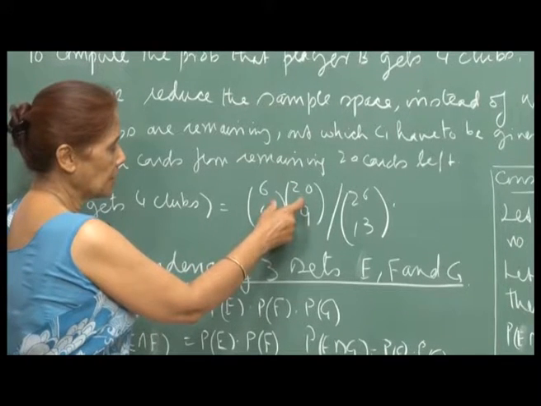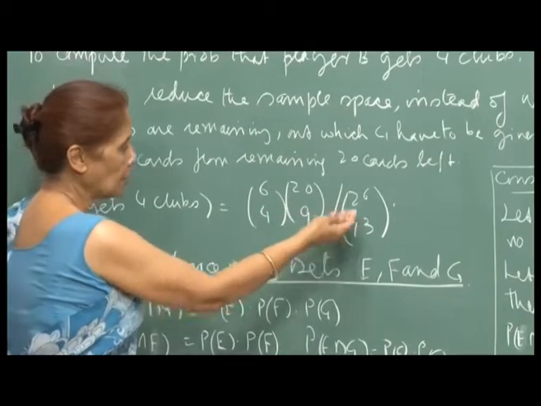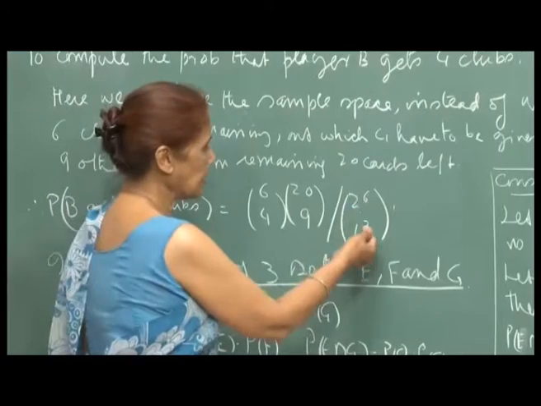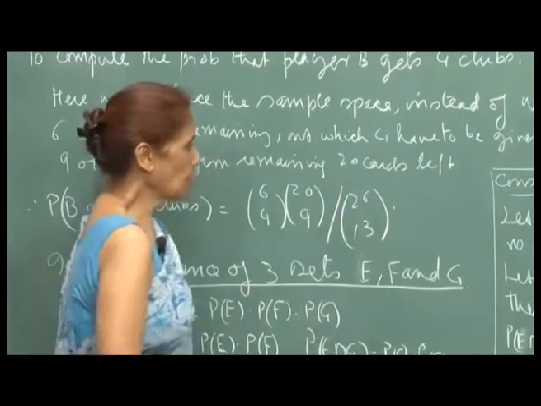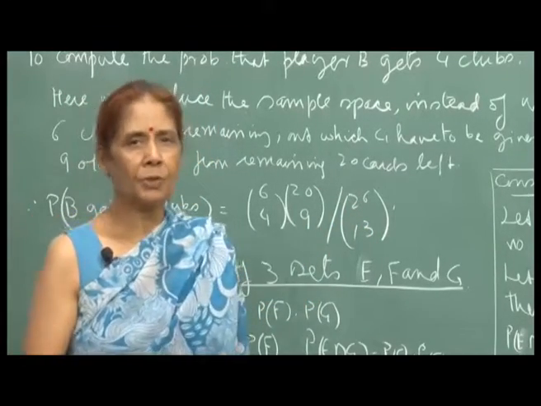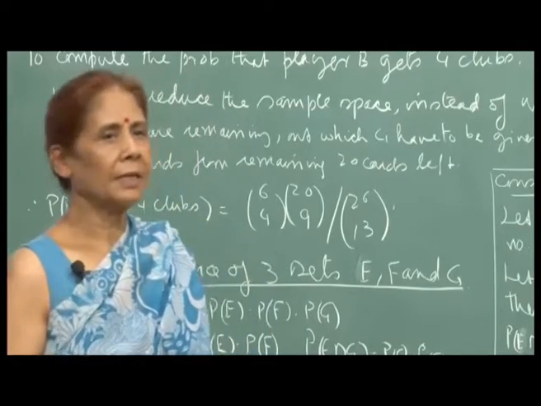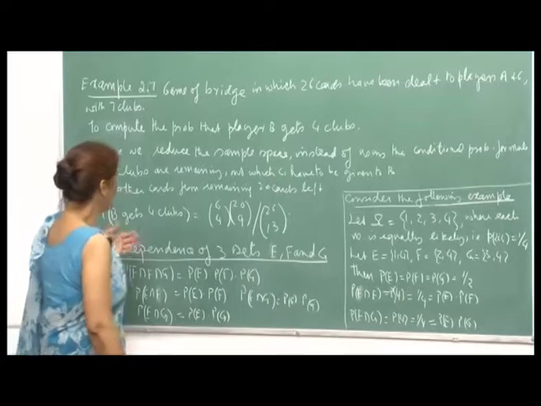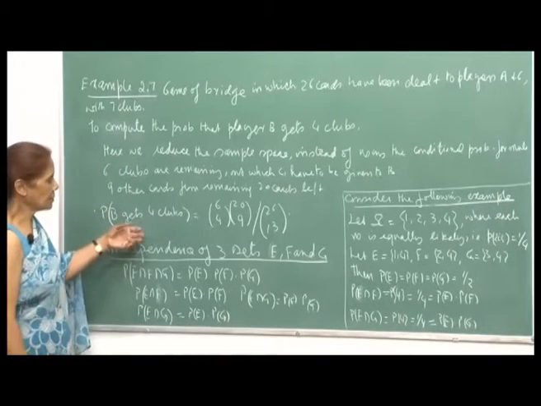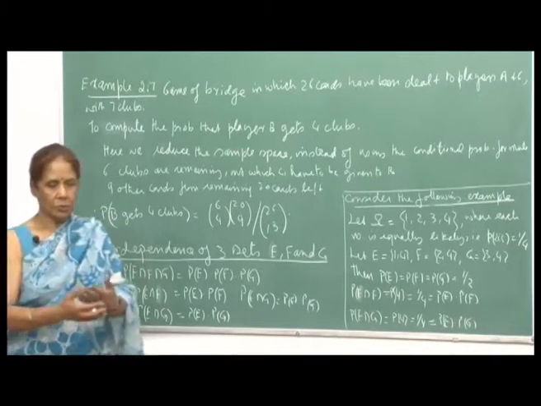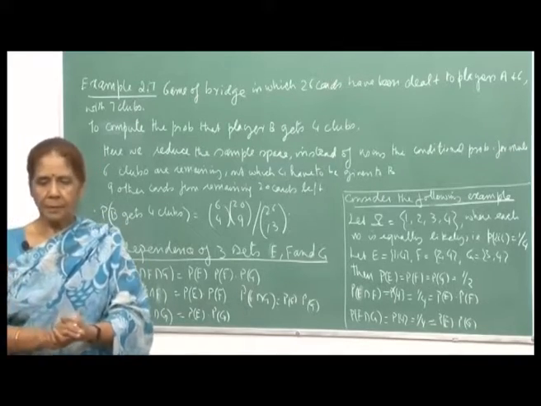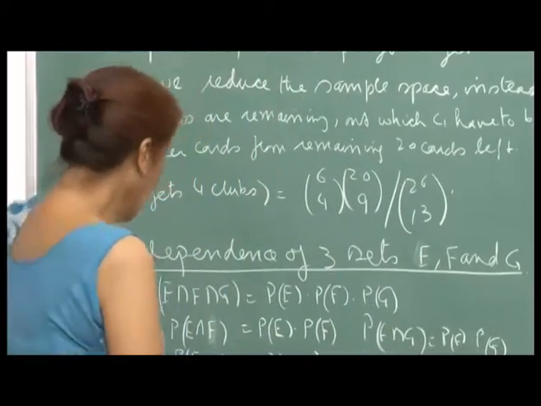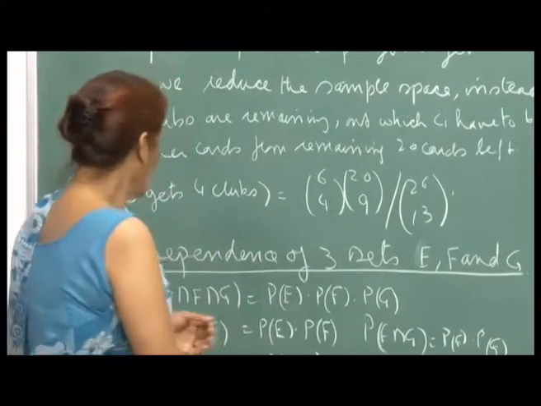This is the number of ways in which this can happen, and the total number of ways in which he can get 13 cards out of 26 is 26 choose 13. So, this is the actual probability, and we can get it by reducing the sample space. This is another technique which is very helpful, and at times you can very easily compute the required probability by doing this. So, you do not always have to go through the actual formula. You can always play around with alternative ideas also.